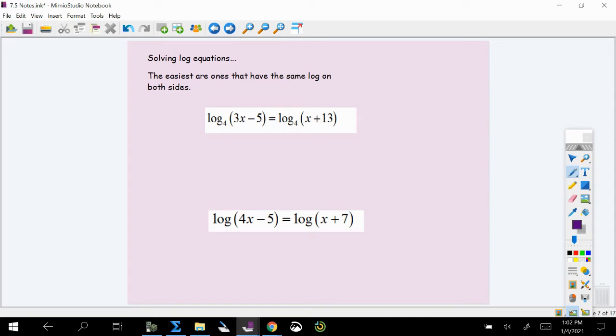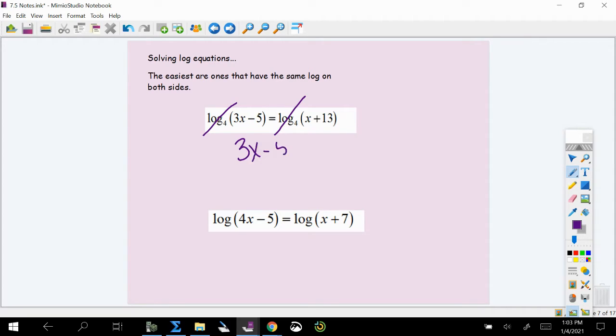The absolute easiest type of log equation to solve are ones that have the exact same log on both sides. So we're only going to do these two examples of it. You'll notice in the first one, both of them have a log base 4 on both sides. And then in the second one, they both have a common log on both sides. What happens with these, if you have the exact same log on both sides, is that the log essentially cancels out since it's identical on both sides, and you will write down what is left.